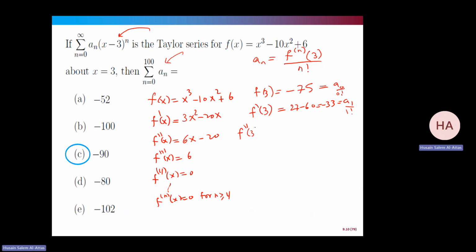F double prime at 3, that will be what? 18 minus 20, that will be minus 2, over 2 factorial. No. Minus 2. That will be minus 2. And that is a_2.